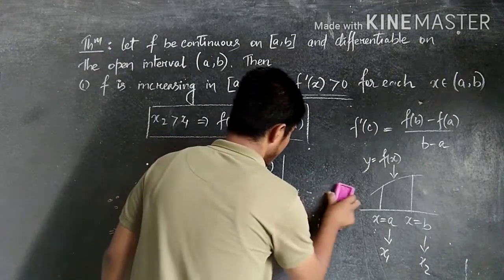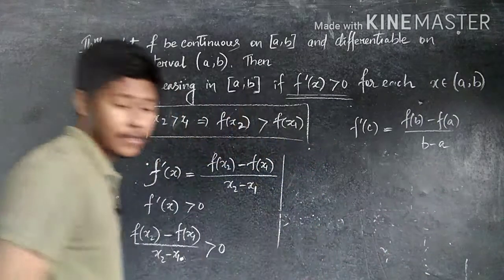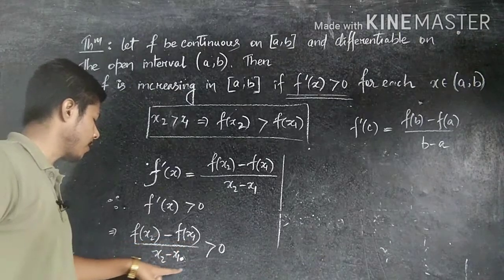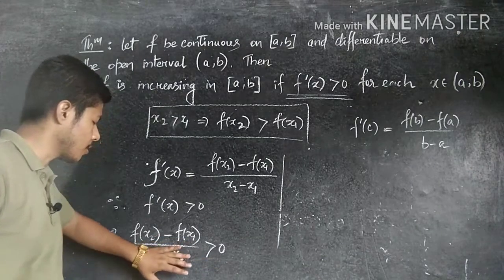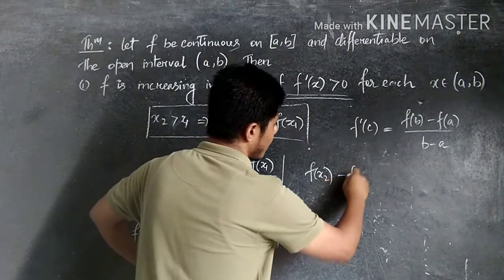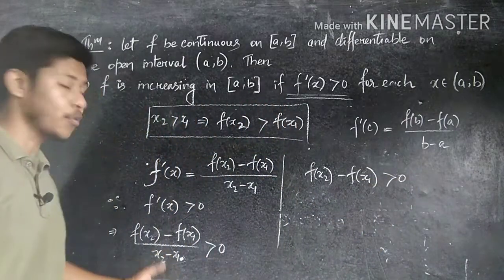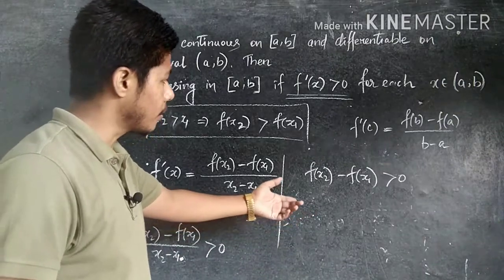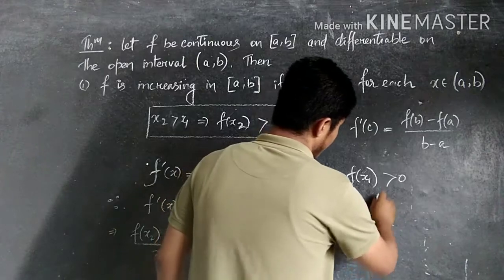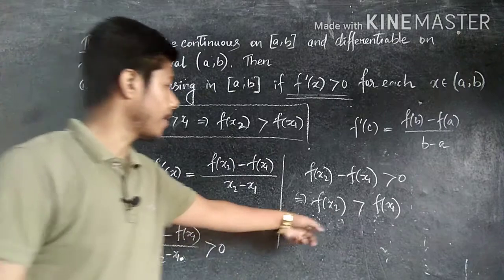So finally what can we write here? f of x2 minus f of x1 divided by x2 minus x1 greater than 0, since this one is a positive value. So from here easily we can write f of x2 minus f of x1 is greater than 0. If it is greater than 0, now from here what can we write? f of x2 is greater than f of x1.